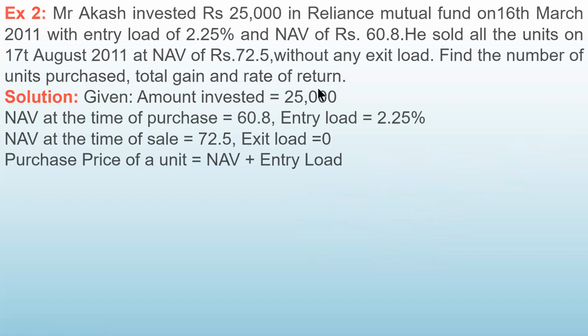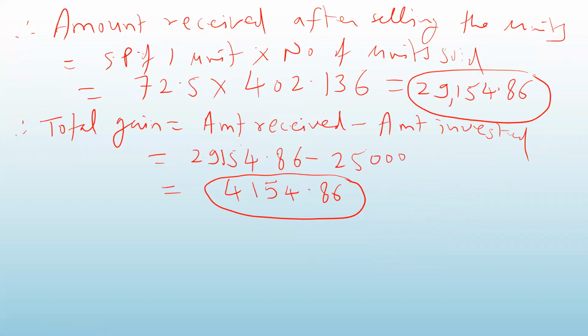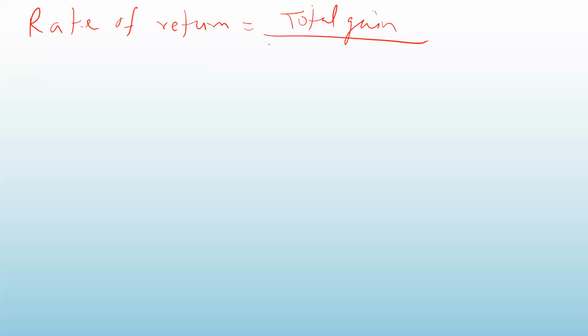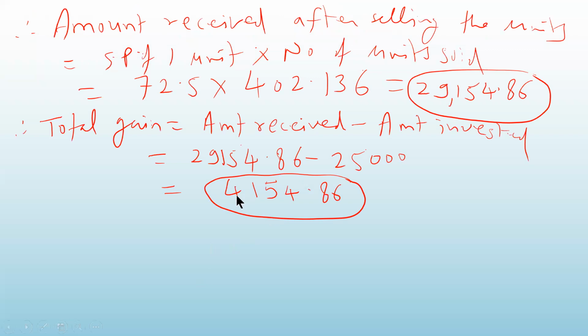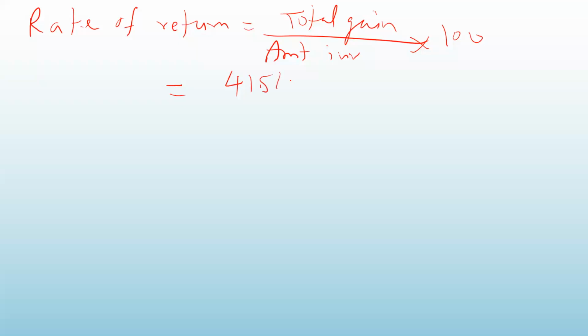Rate of return. I'll do it in the next slide. Rate of return is equal to total gain, net gain, whatever you can say, divided by amount invested into 100. So what is the total gain? 4,154.86. And amount invested was 25,000.